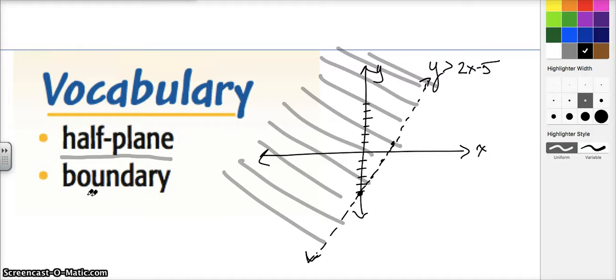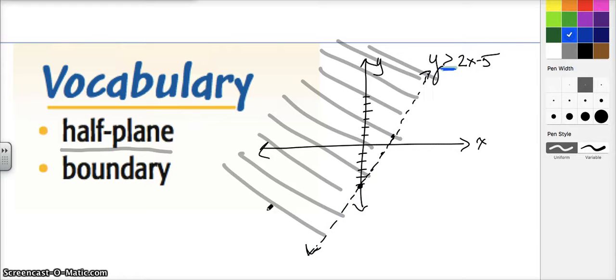The second thing is the boundary. The boundary will either be a dotted line like this one is, or sometimes we'll have a solid line. That solid line comes about if I throw in an equal to, greater than or equal to, then I'd have to include the line. Well, it's not there here, so I'm not going to do that. But that's what the boundary would be. So either you're going to have a dotted or a solid boundary. All right, so that's the boundary and the half plane, and let's move on to some examples.